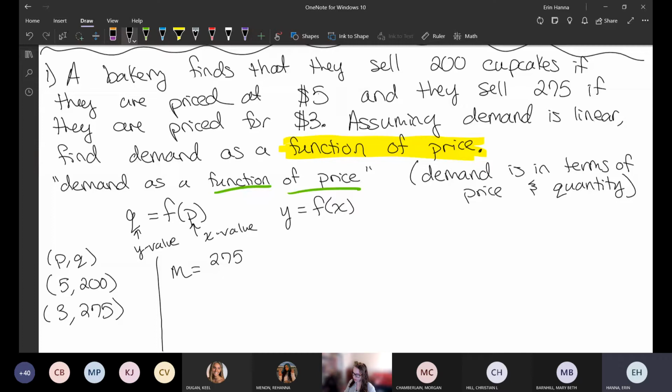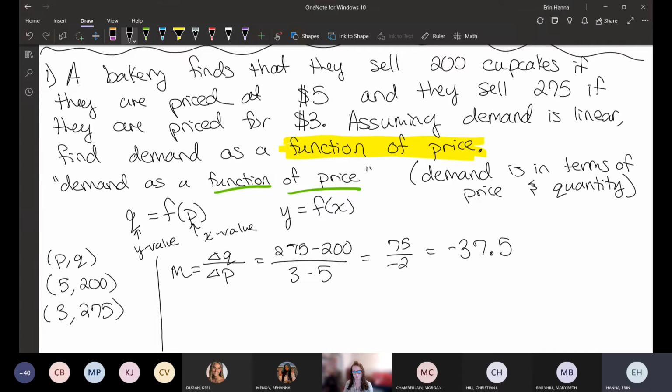So our slope would be, for review purposes, I'll write out all the things. Since we need a slope, we need a change in quote unquote Y over change in quote unquote X. Since the Q's are acting as the Y values, it will be change in Q over change in P. So we will have 275 minus 200 over 3 minus 5. Of course, you can put it in the other way, as long as you're consistent. If the 275 comes first, the 3 has to come first. So we'll get 75 over -2, which is not too terrible: -37.5 as our slope.